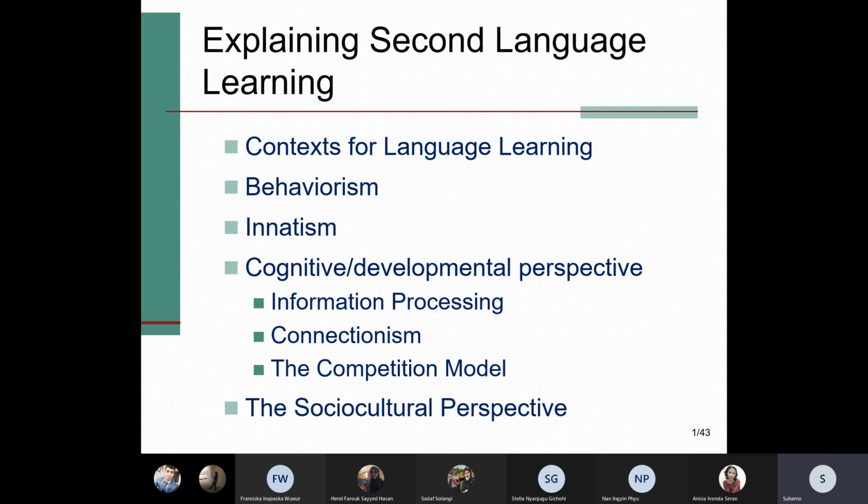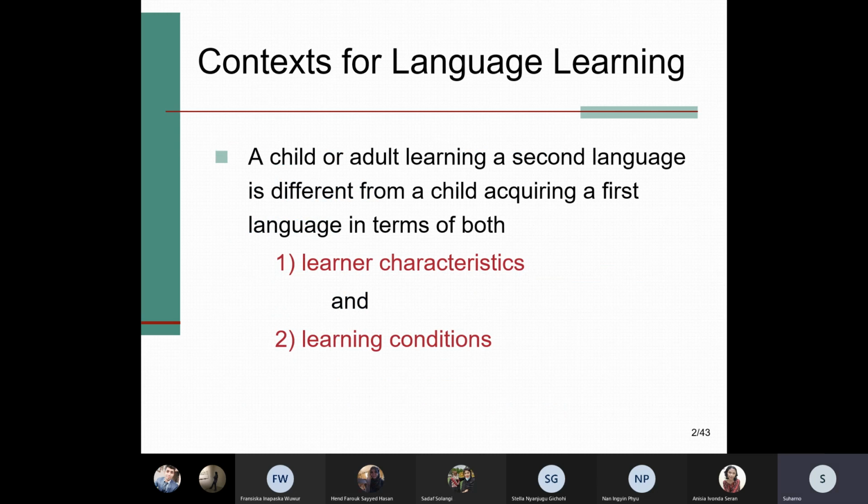Okay, now look at the screen. So about second language learning, you have a context for language learning: behaviorism, innativism, cognitive or developmental perspective, information processing, connectionism, and so on. Now for the context for language learning, here we have the differences between a child and an adult learning a second language, in terms of learner characteristics and learning conditions.